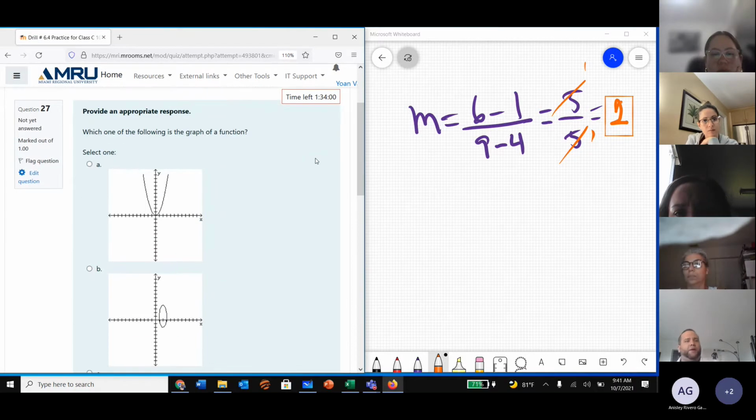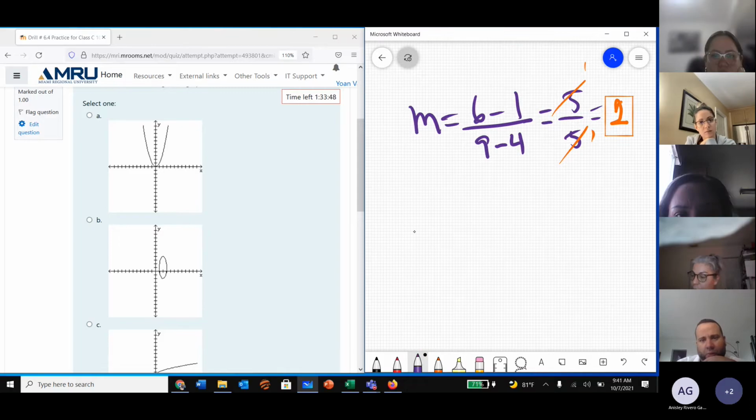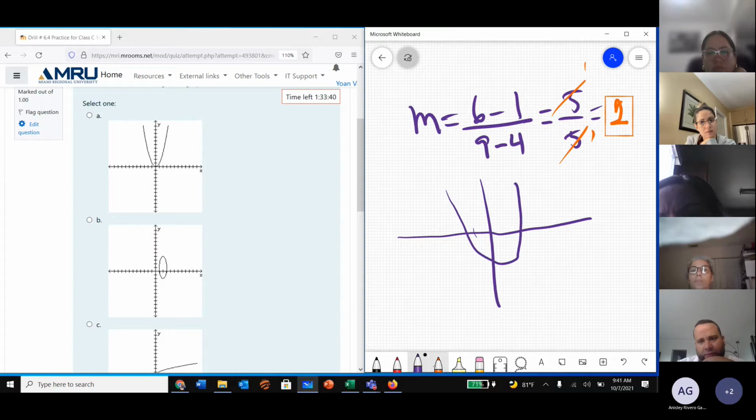Which of the following graphs is a function? Remember something, guys. When we have a graph, for it to be a function, when you draw a vertical line, it can cut in only one point. If it cuts in one point, then it's a function.